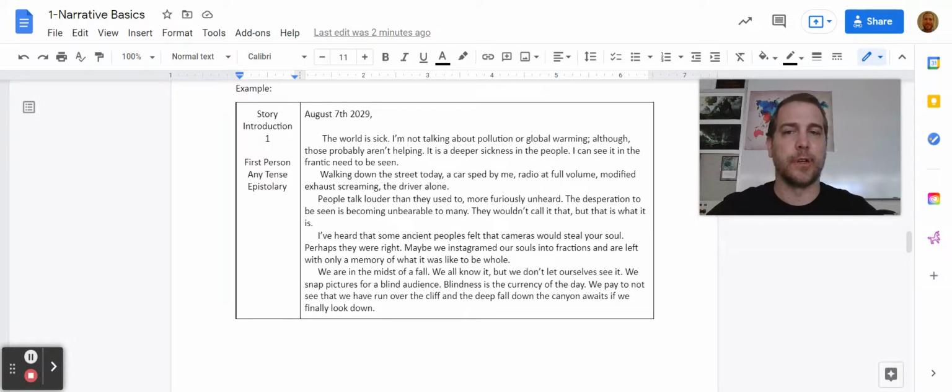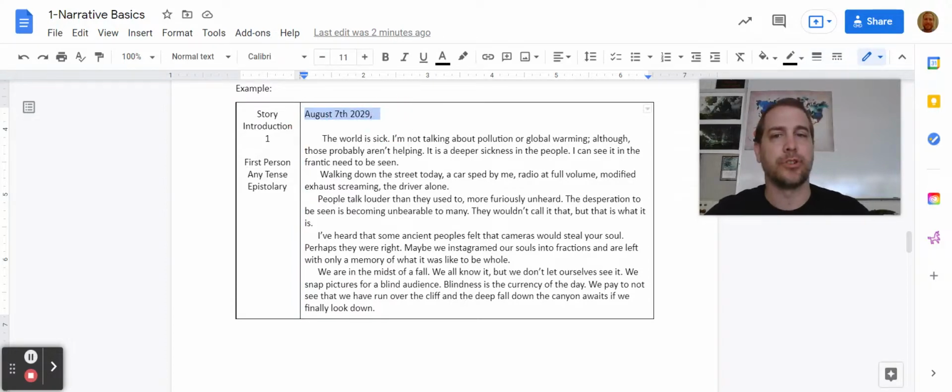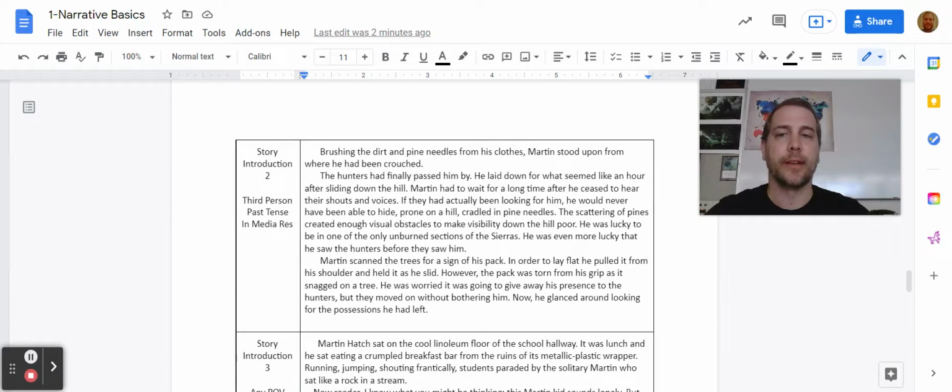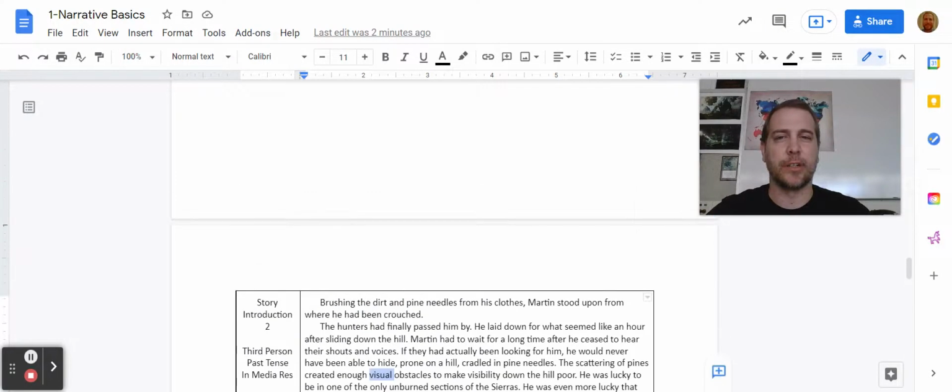So here's the first one, my first person, any tense, epistolary novel, right? And you can see it's an epistolary novel here. I made it really easy because I just put a date as though this were a journal entry. It's first person because it's using I, and it's present tense because it's using present tense verbs. The second one is third person past tense. It's in past tense. It's referring to the character in the third person, and it's starting right in the middle of the action.